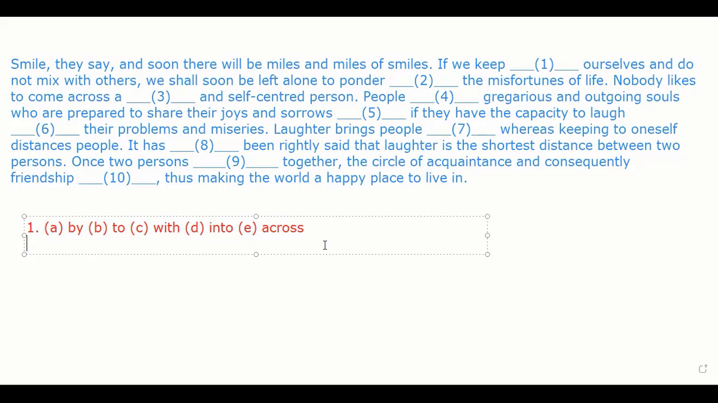Everyone, please attempt. Meghna, please attempt. Whatever you feel, there is nothing wrong in that, guys. Abhinav, why should it be B? Sir, because it's like keep stuff within ourselves and then not mix with others. Okay. Moksha, why is it B?